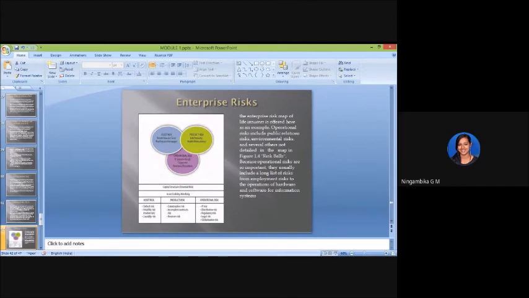The enterprise risk map always talks about the risks related to the enterprise: asset risk, product risk, and operational risk. The operational risk includes public relations risk, environmental risk, and several others not detailed in the particular map. You can see there are risk balls, which clearly explain the different categories.